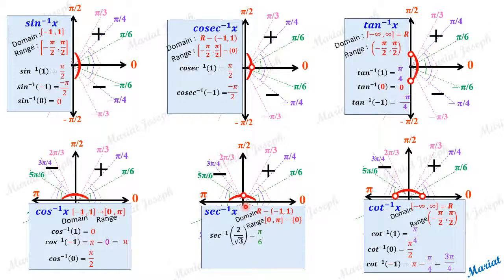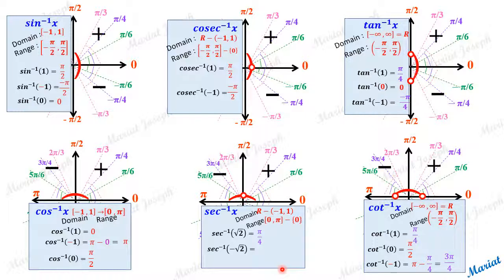Now some values we will consider. Sec inverse 2 by root 3 is pi by 6, just because cos pi by 6 is root 3 by 2, sec pi by 6 is 2 by root 3, so sec inverse of 2 by root 3 is pi by 6, a first quadrant angle. Whereas sec inverse minus 2 by root 3 will not be pi by 6, because negative angles are not in the principal branch here. So we need to go to the second quadrant. Whenever we need to go to the second quadrant, we do pi minus angle. So pi minus pi by 6. Why pi by 6? Because for positive 2 by root 3, it was pi by 6. Use that here. That's equal to 5 pi by 6.